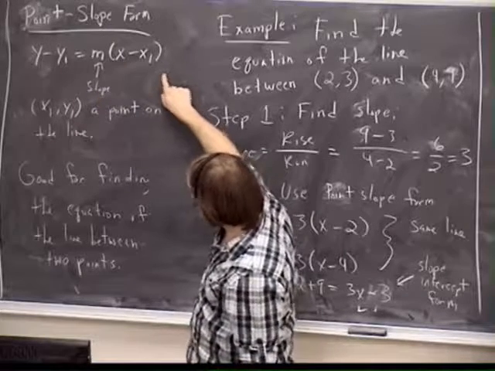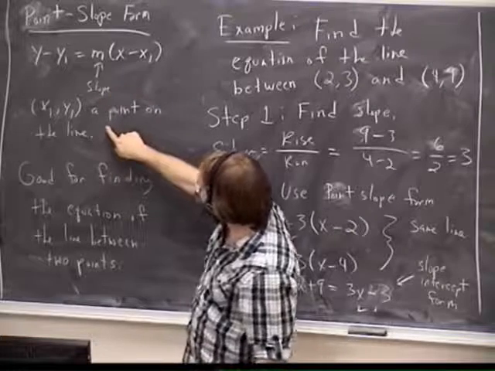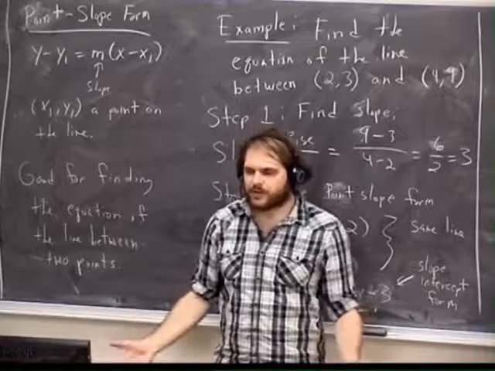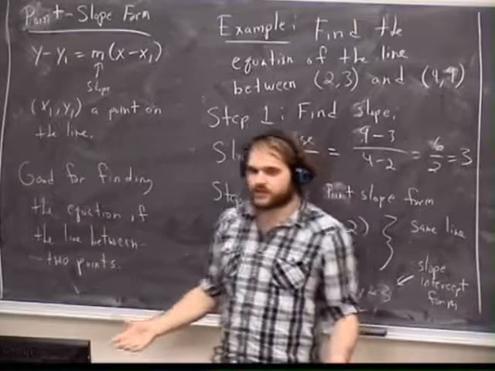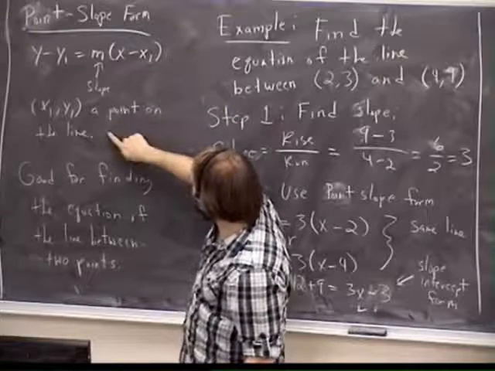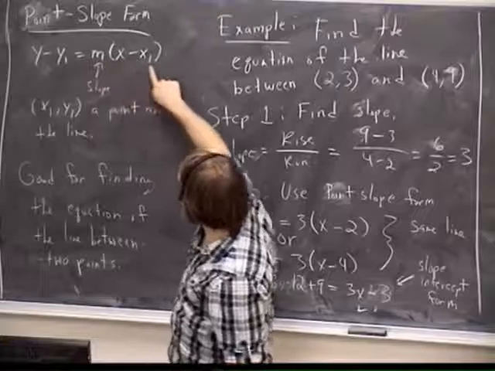What we're given is the slope of our line and a point on the line. And this is actually enough information to completely tell us what line we're talking about, and so we can use it to write the equation of the line. And this is how you write the equation given that information. y minus y1 equals m times x minus x1.